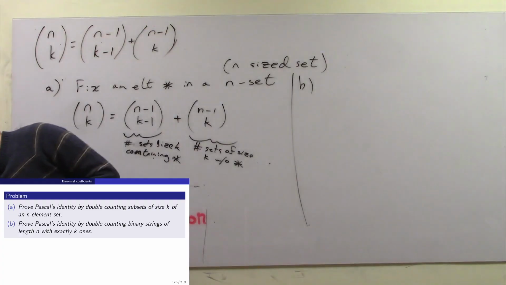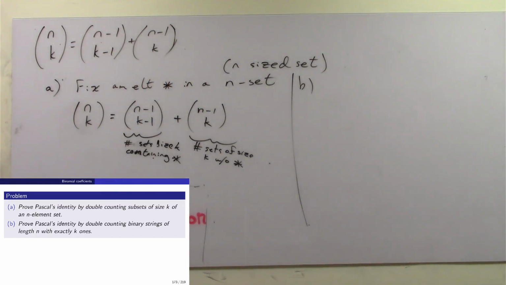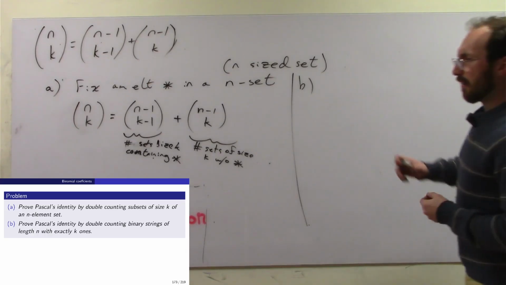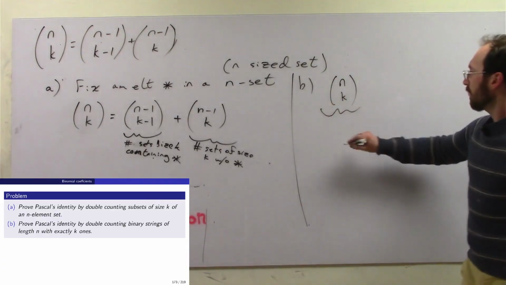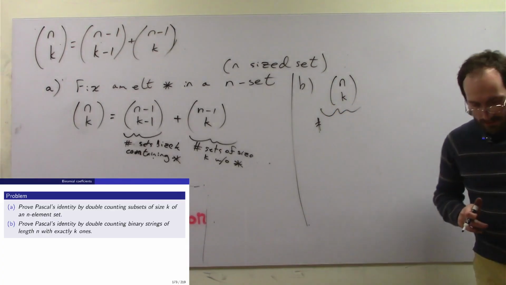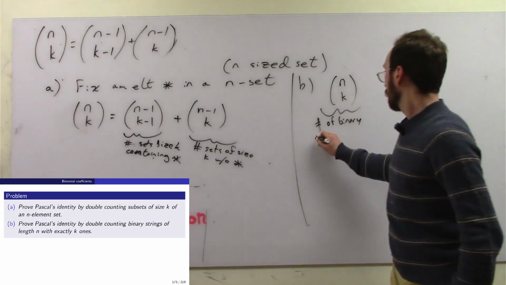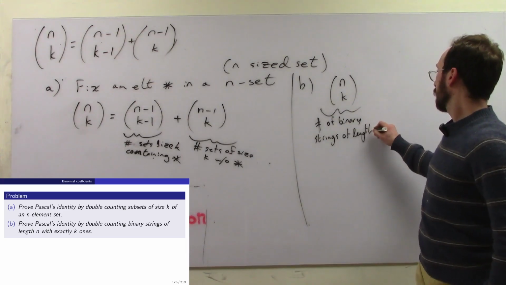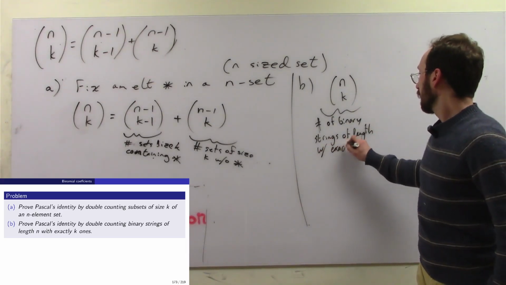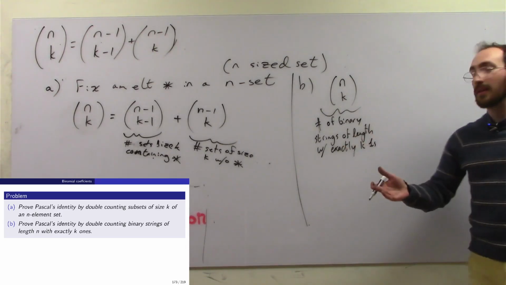Let's see. We can double count binary strings of length n with exactly k ones. So I don't know if we made this explicit. I think we have before, but let's write this down. So n choose k, this is another way of denoting the number of binary strings of length n with exactly k ones. Oh, perfect, just like in the problem statement.